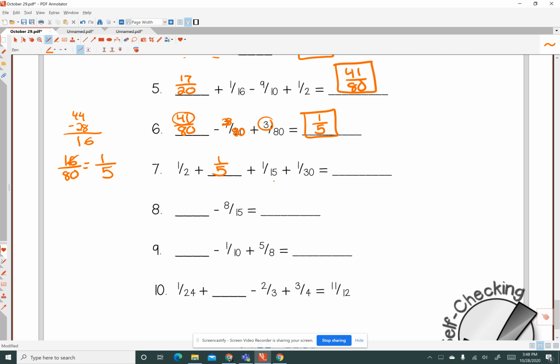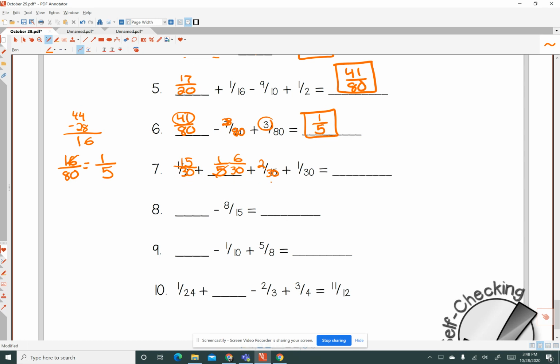Now we have 1/2, 1/5, 1/15, and 1/30, and 30th will be our new denominator. So 1/15 is the same as 2/30. 1/5, well, 5 times 6 is 30, and 1 times 6 is 6. And 2 times 15 is 30, and 1 times 15 is 15. So let's add that all up.